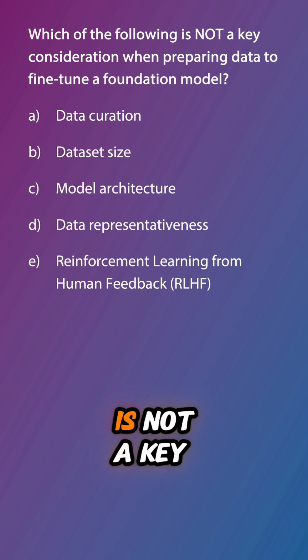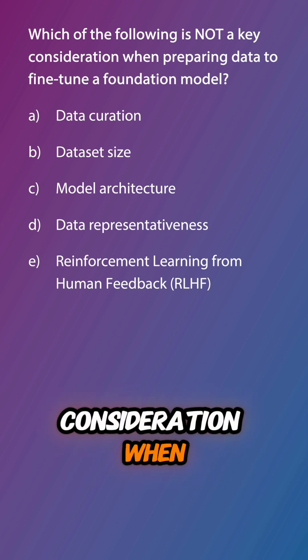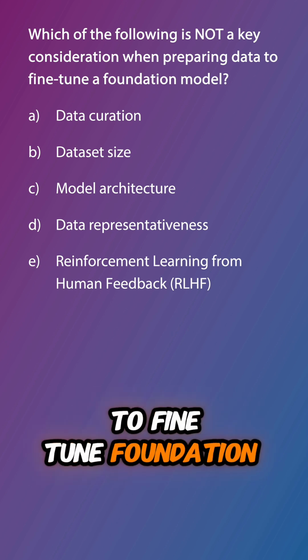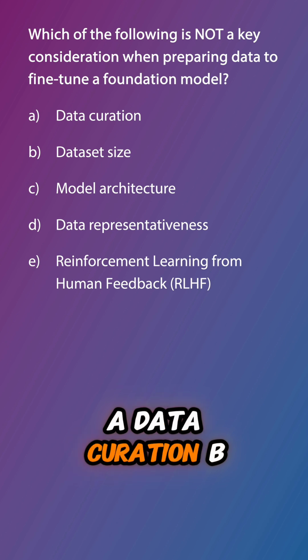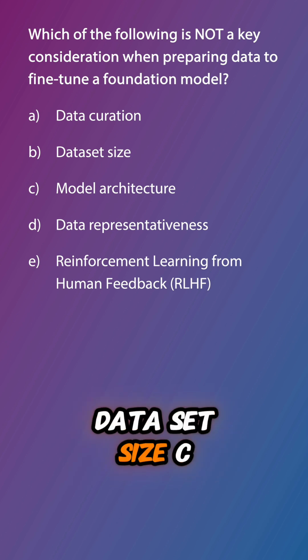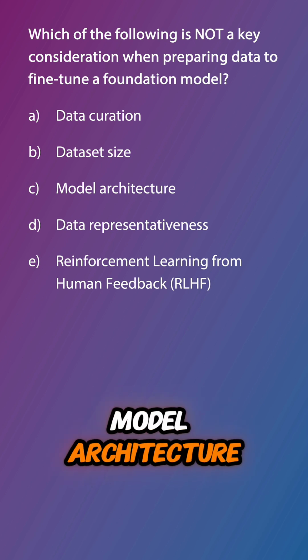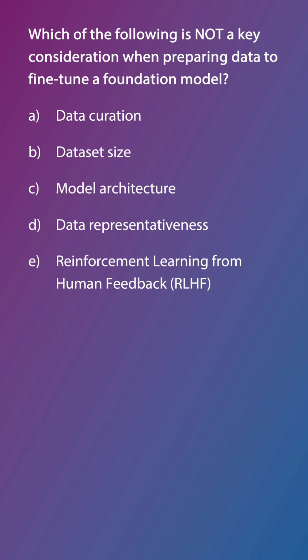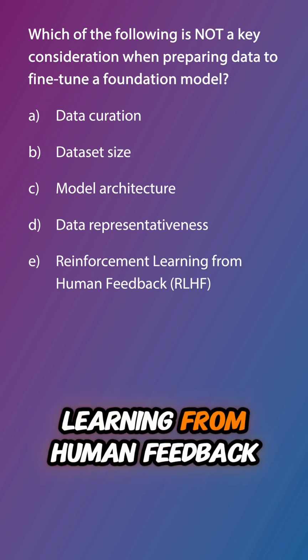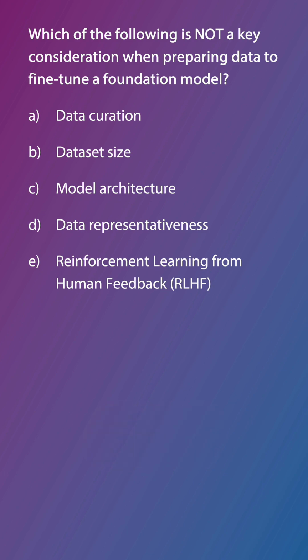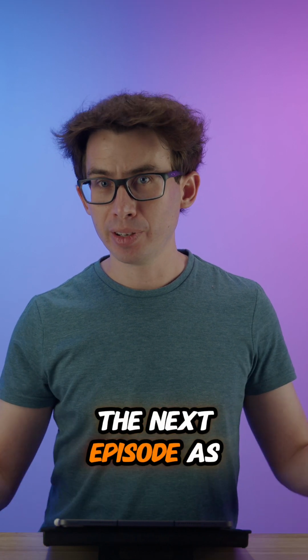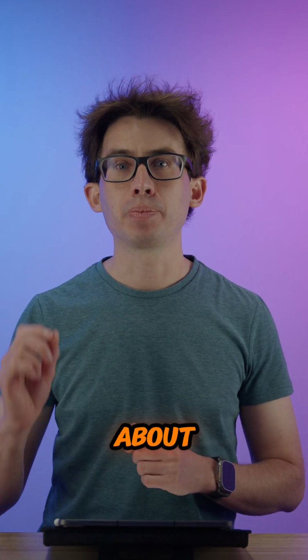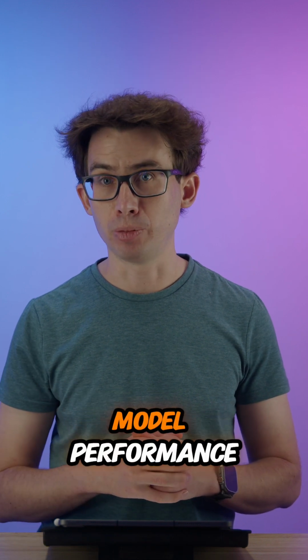Which of the following is not a key consideration when preparing data to fine-tune a foundation model? A, data curation, B, dataset size, C, model architecture, D, data representativeness, got it again, and E, reinforcement learning from human feedback, or RLHF. We'll review this in the next episode, as always, where we're going to talk about approaches to evaluate foundation model performance.